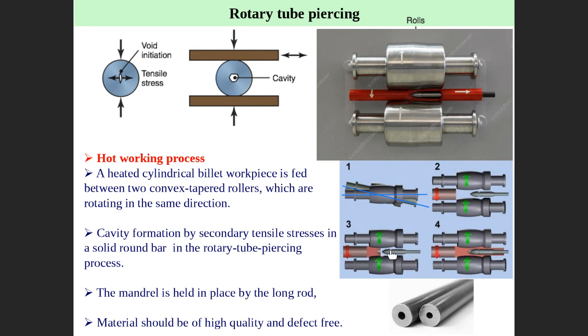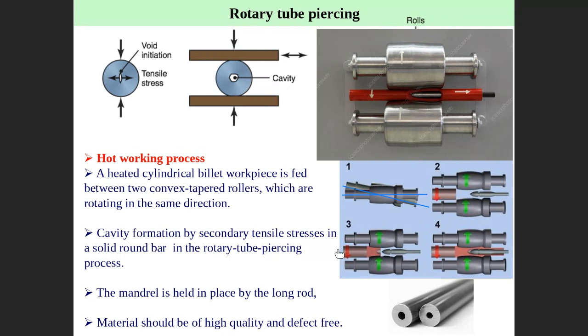Then we put what we call a mandrel. This is a mandrel. So the mandrel is here initially. The mandrel will feed inside because the material moves in this direction. The mandrel is stationary here, against the direction. The mandrel will penetrate and create a hole inside. This is hot working, as I told you.